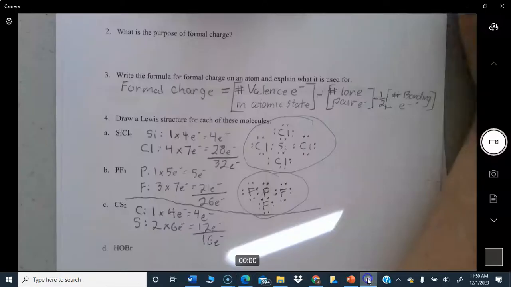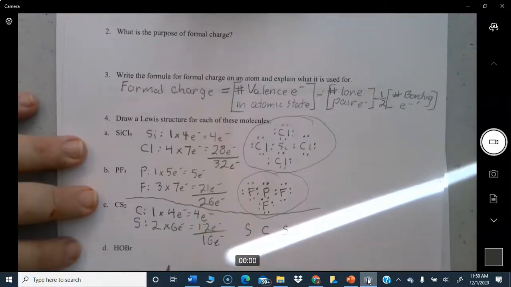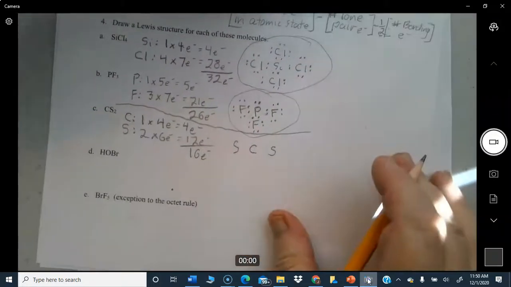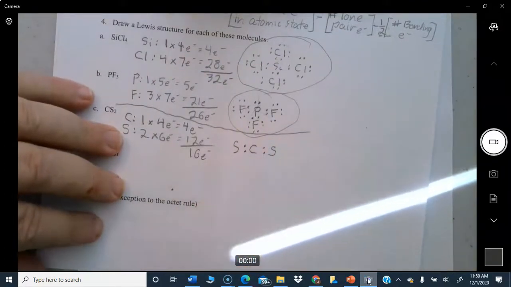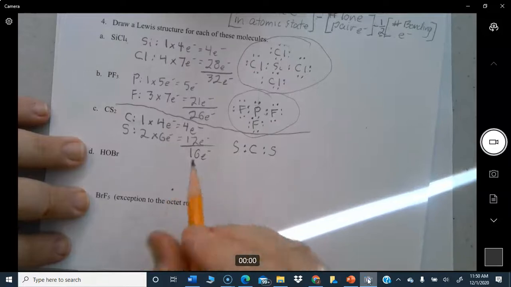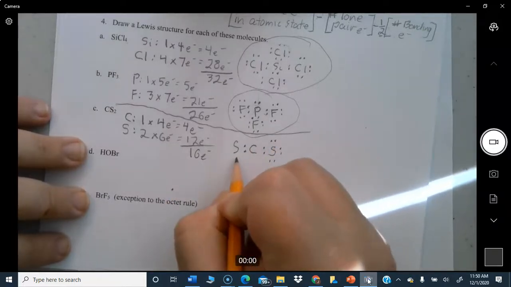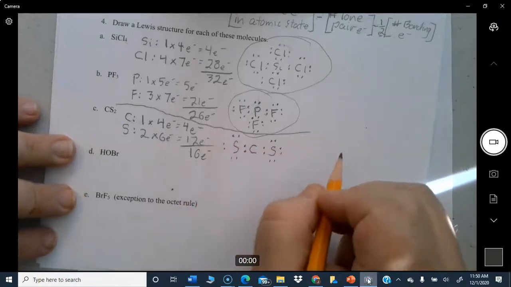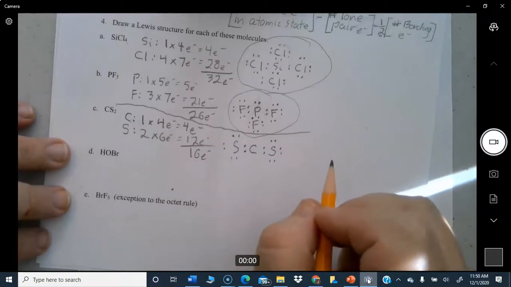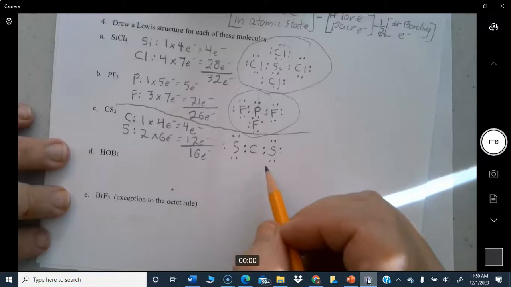Okay, so we go on back here. We're going to draw it like this, just as a linear molecule. There we go. And now we're going to put single bonds between the terminal atoms and the central atom. That's 4. We need 16. We're going to complete octets. Okay, there we go. So now we've used 16 electrons.